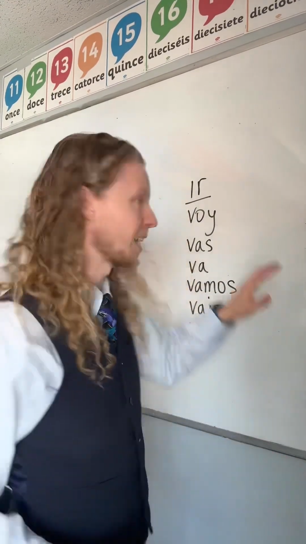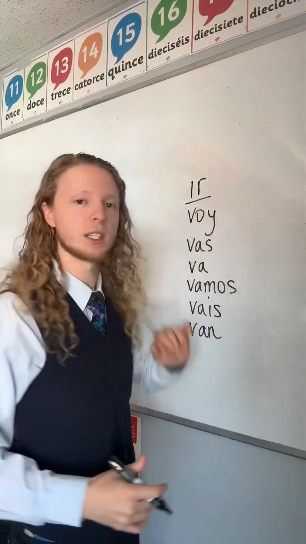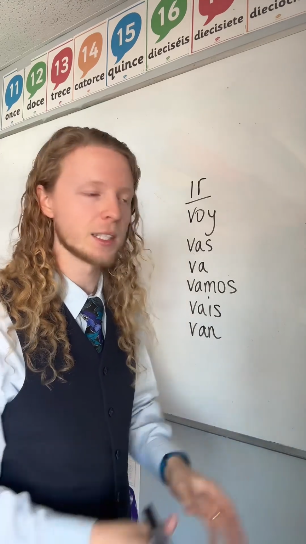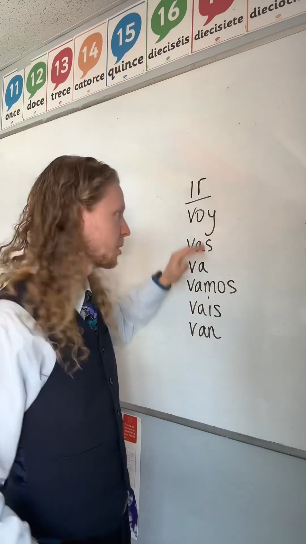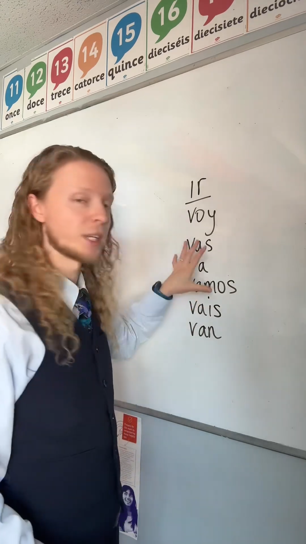So, ir is the verb to go. Me gusta ir, I like to go. This is our infinitive, it's to go, it's the neutral form. It hasn't got a person, hasn't got a tense. When I conjugate it, that means putting it into the people, the different subjects, and putting it into a tense.